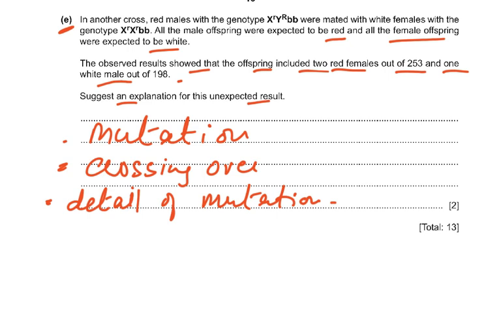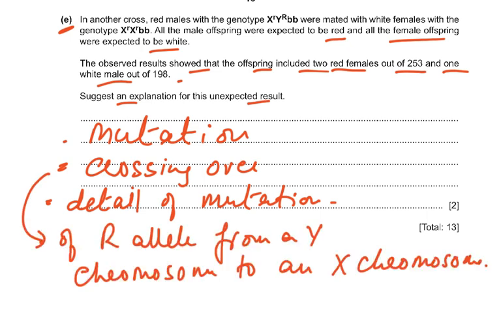And of course, if you had said any of the other points, that the capital R allele went from a Y chromosome to an X chromosome, this is actually related to crossing over. Crossing over could have resulted in the capital R allele from a Y chromosome going on to an X chromosome. If you know the details of crossing over, then you would know it. So mutation and detail of mutation, 2 marks, and crossing over and this, another 2 marks. So 4 marks, and you could have given me any two out of these.